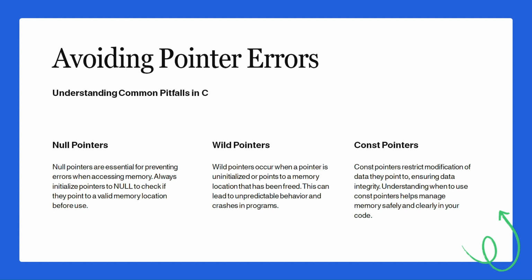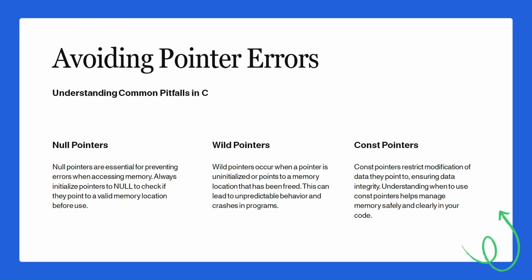And the next one is avoiding pointer errors. We know that in C programming we also have to face some kinds of errors. So to avoid these errors, we need to follow these and keep them in mind. That is the null pointer. Null pointers are essential for preventing errors when accessing memory. Always initialize the pointer to null, to check if it points to a valid memory location before use.